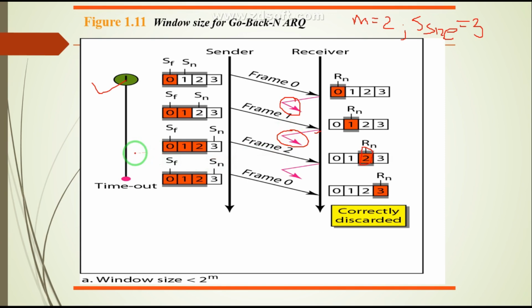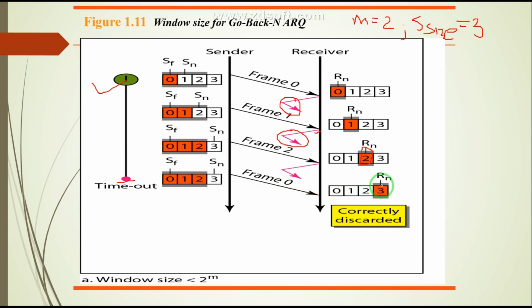Similarly, since the timeout period has not happened, the sender is going to send the next frame, that is Sn equal to 2. It means frame 2 has been sent. So Rn equal to 2, yes, it matches. Then the receiver is going to accept this frame, and after that, it is going to send the acknowledgement. But the problem over here is that the timer expires, and no acknowledgement is received by the sender. So that's why the sender is going to resend all these frames starting from 0, 1 and 2.